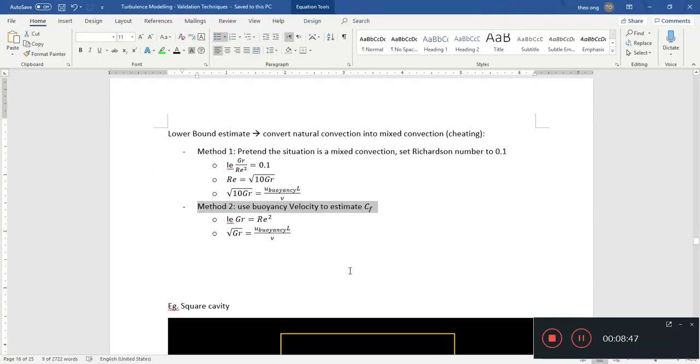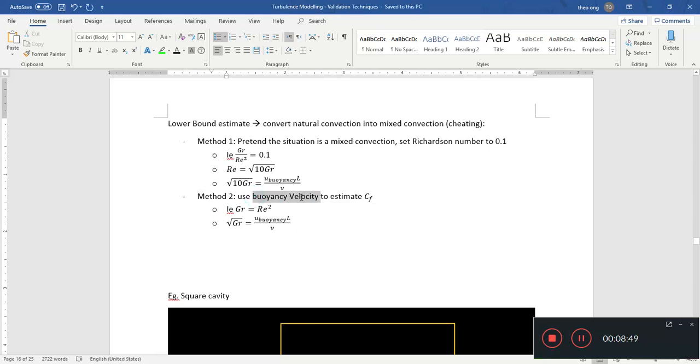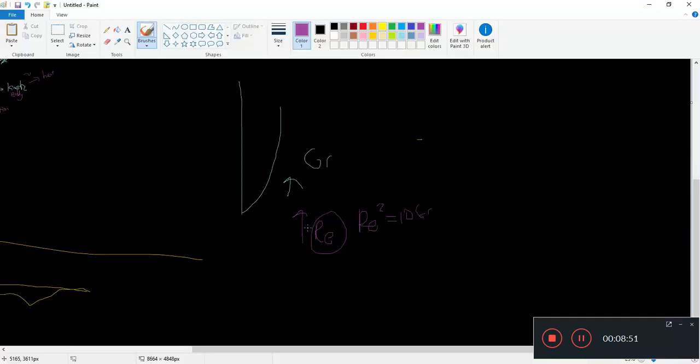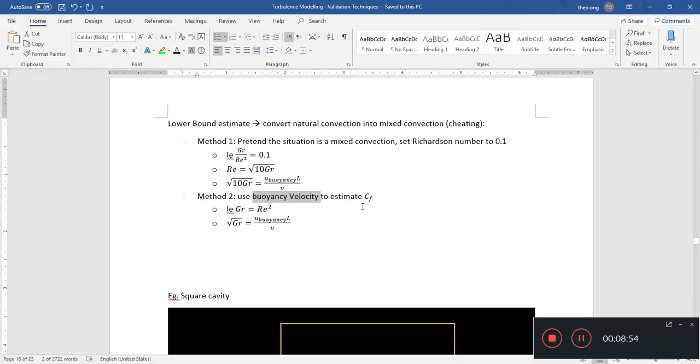Or of course we can use this buoyancy velocity. This is the second method which I was talking about just now. Pretend the free stream velocity is this buoyancy velocity and estimate the skin friction coefficient. So this one is assuming we put extra flow into the system. This is a very, very stringent way of doing things. Put in 10 times the Grashof number as the forced flow and use that to calculate skin friction coefficient, or just pretend that the buoyancy velocity is what we use to estimate the skin friction coefficient.